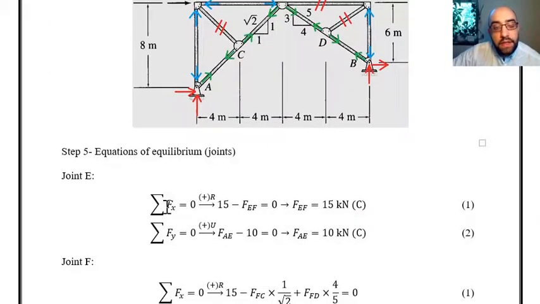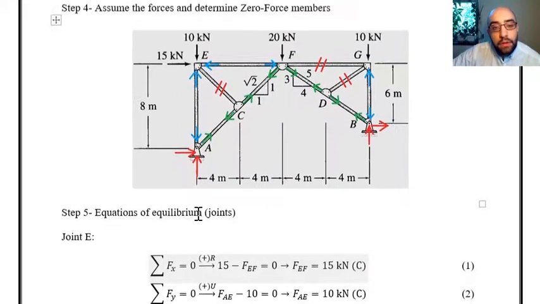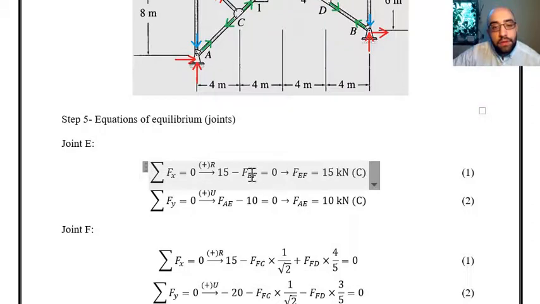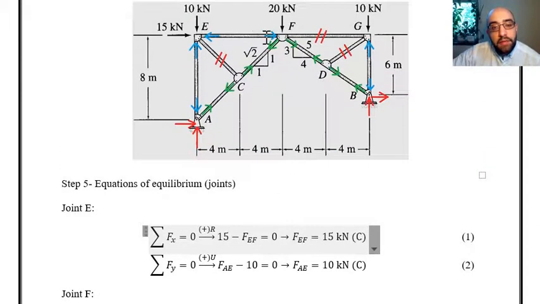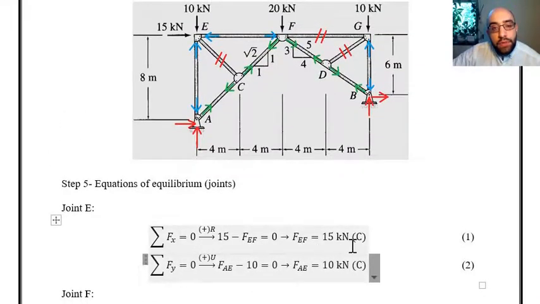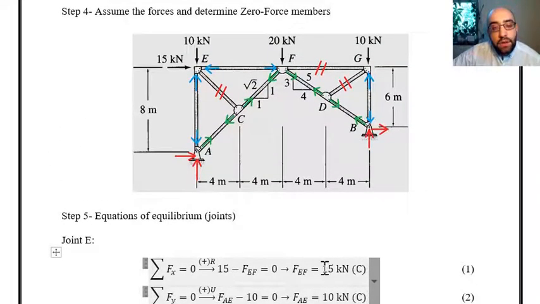Summation of forces in x direction is equal to 0. Positive is to the right, so I have to say 15 minus FEF is equal to 0. And by this equation, we can see member EF is 15 kilonewton, and the type is compression because the sign is positive, and it means that my assumption is right.